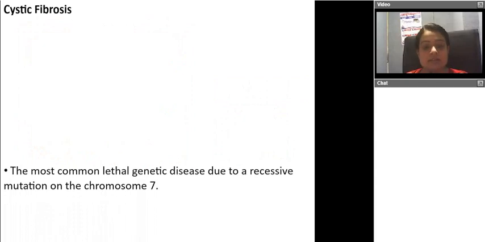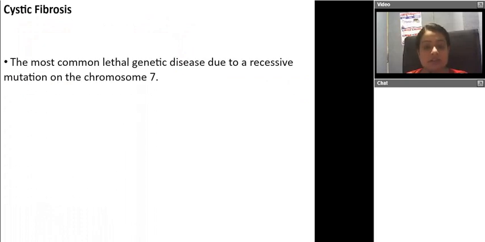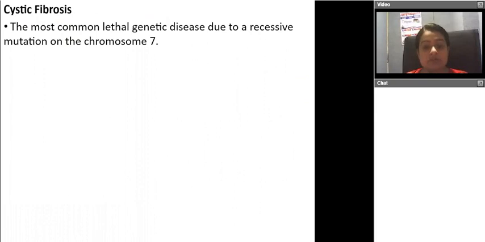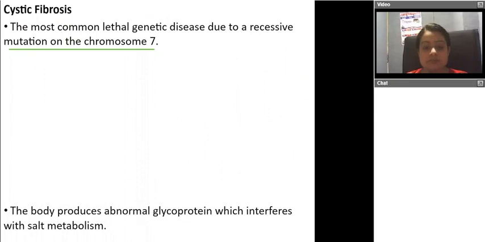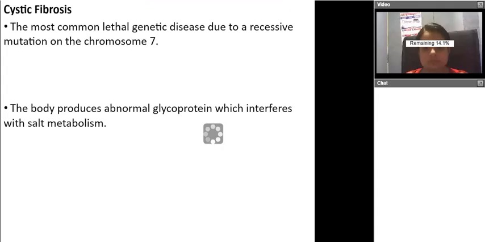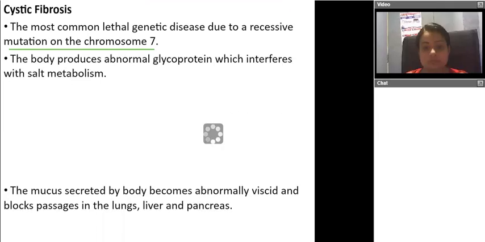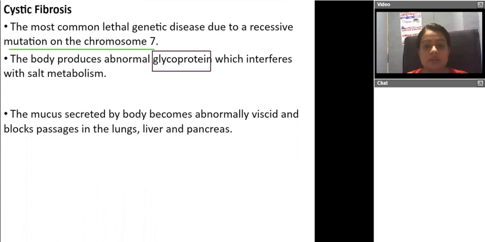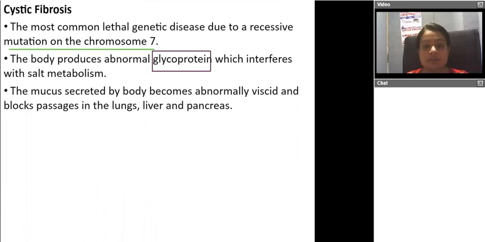Next disease is cystic fibrosis, which is a lethal genetic disease due to a recessive mutation on chromosome number 7. Here the glycoprotein interferes with the salt metabolism in the body. Thus, the mucus secreted by the body is abnormally viscid and blocks the passage in the lungs, liver, and pancreas.